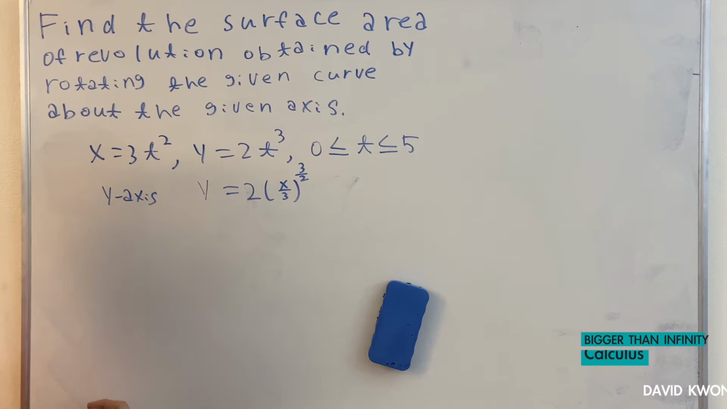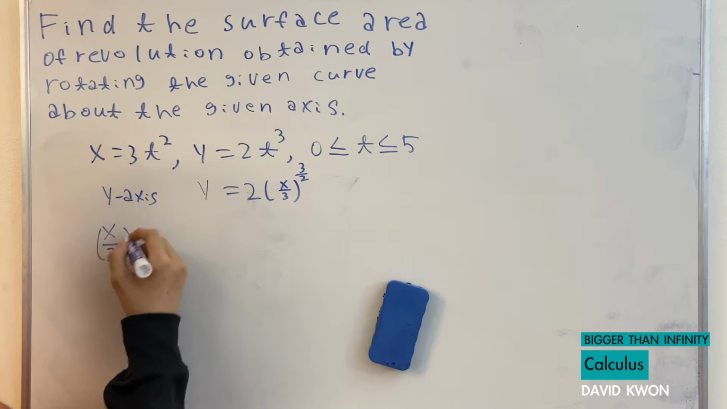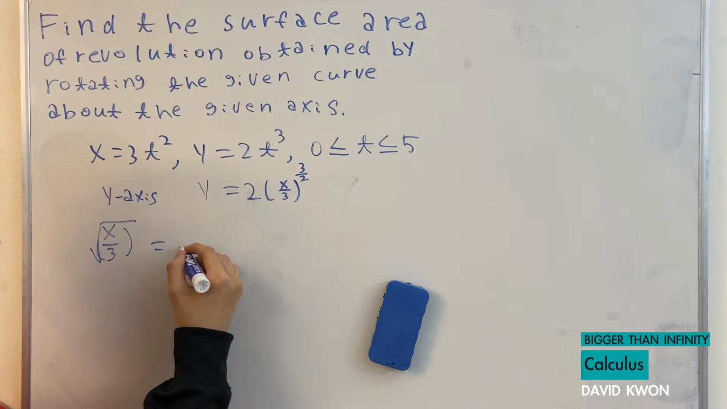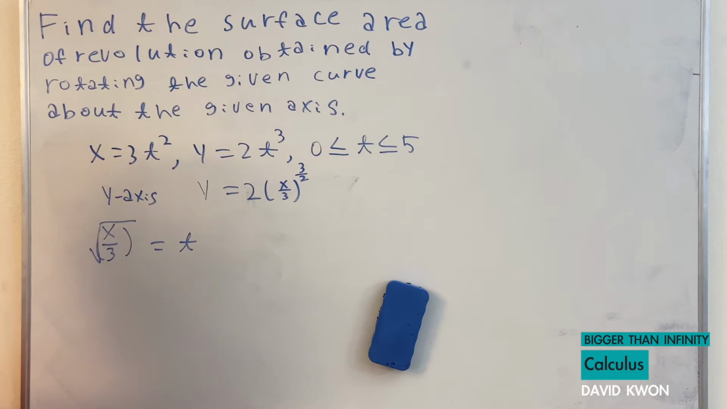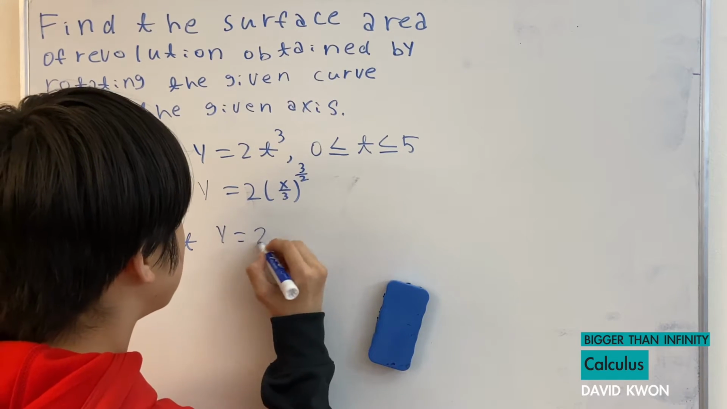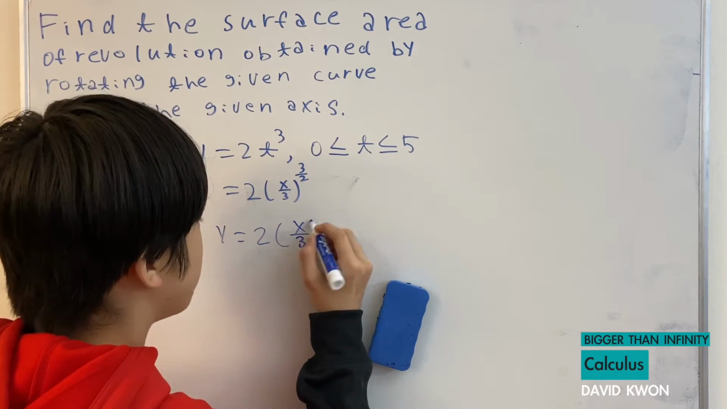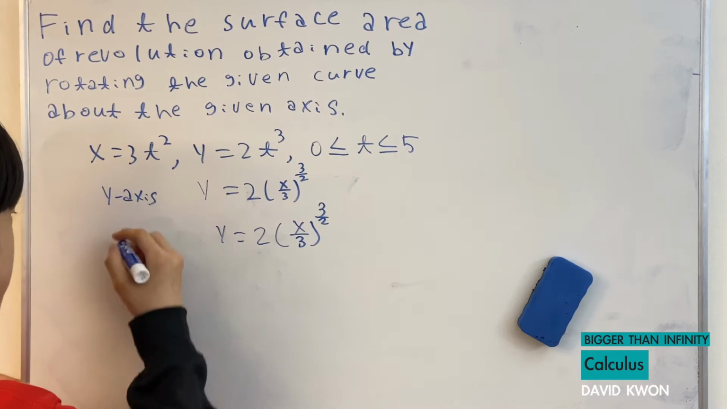The way we do that is from this equation. We divide 3 on each side and square each side. Then we get the value of t. Then if we put it in there, we get the y is equal to x relationship equation. So now we have y is equal to 2 times x over 3 to the power of 3 over 2. So now let's graph this.